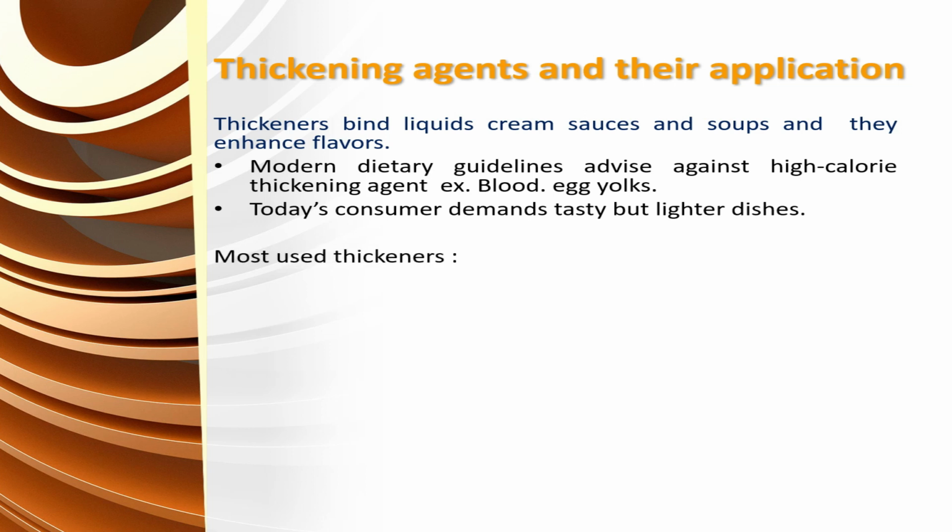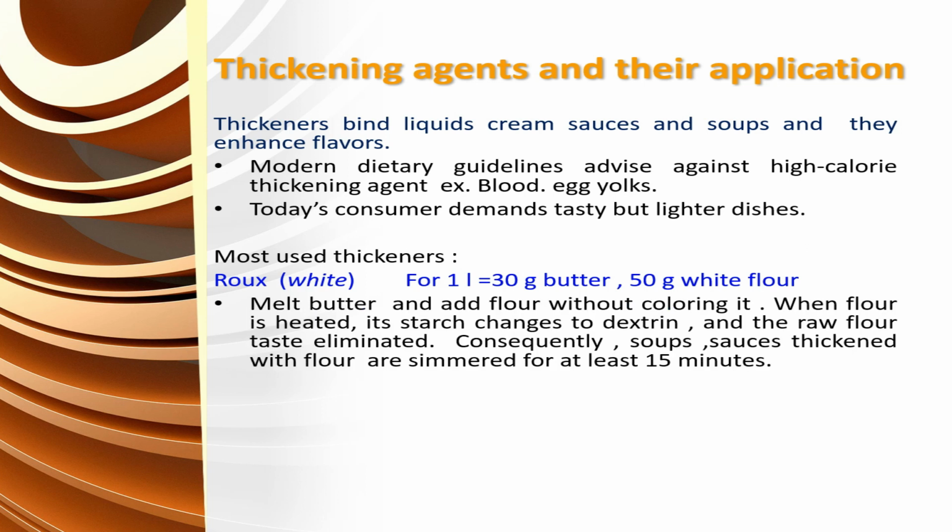Most use thickeners. Roux white, for 1 liter equals 30 grams butter, 50 grams white flour. Melt butter and add flour without coloring it. When flour is heated, its starch changes to dextrin, and the raw flour taste is eliminated. Consequently, soups and sauces thickened with flour are simmered for at least 15 minutes.